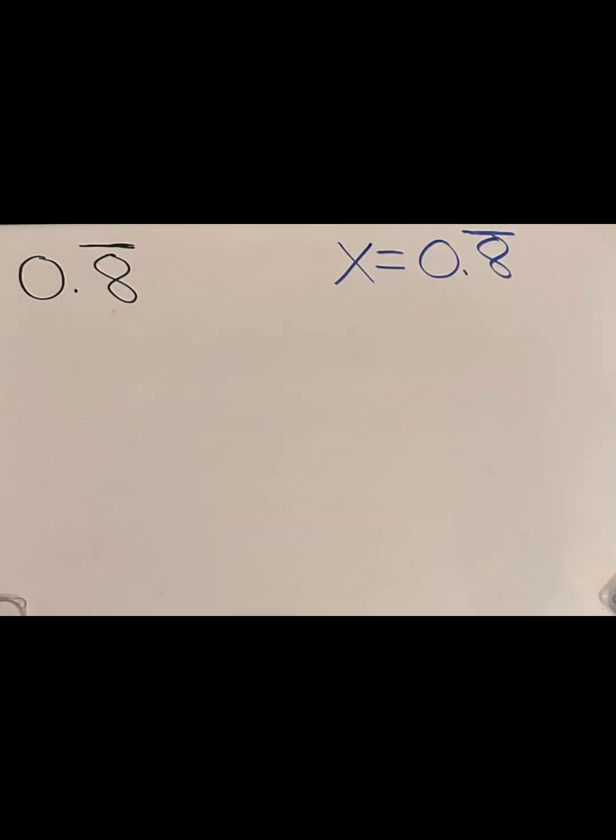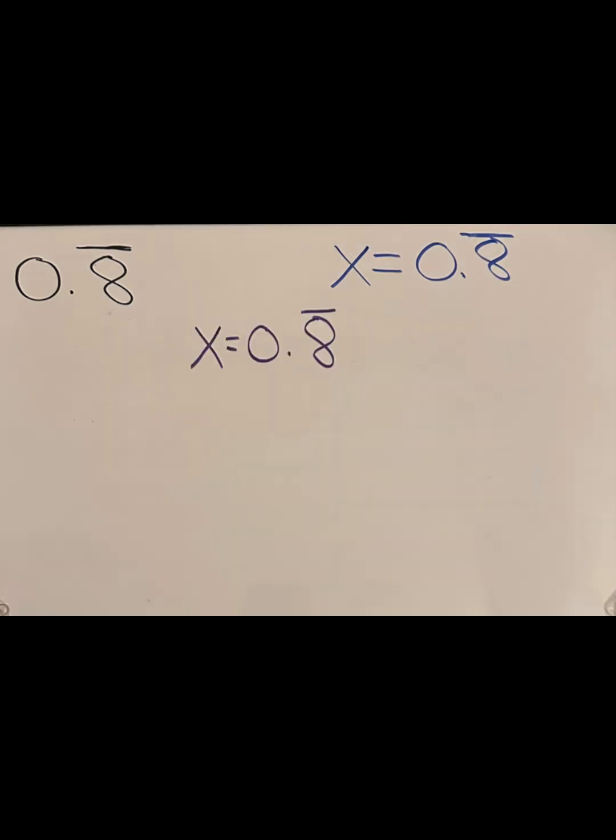Since we'll be using linear equations, the first thing we want to do is find a variable, and that will represent our decimal, which is 0.8 repeating. And do not forget your bar notation over your 8. So now we have the equation x equals 0.8 with the bar notation.